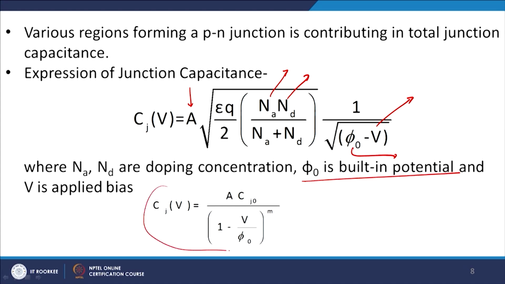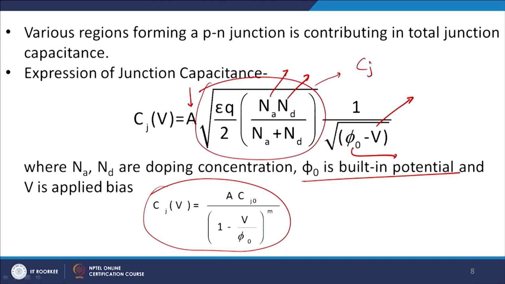So, Cjv is basically A times Cj, where this factor is basically my Cj0, which means the junction capacitance under zero bias. Why? Because even if you do not apply any bias, and you have a differential in doping concentration, there will always be a depletion region formed, howsoever big or small. That capacitance because of that is basically my Cj0.